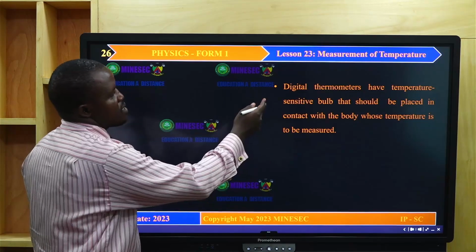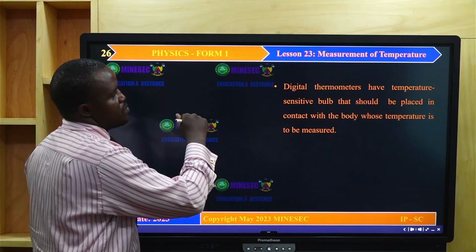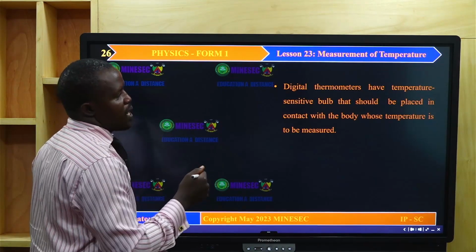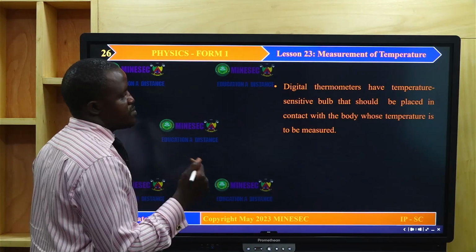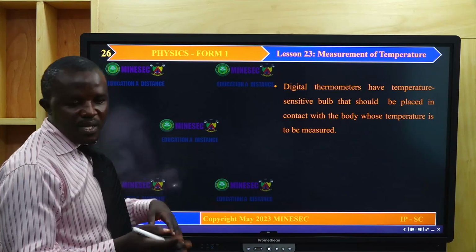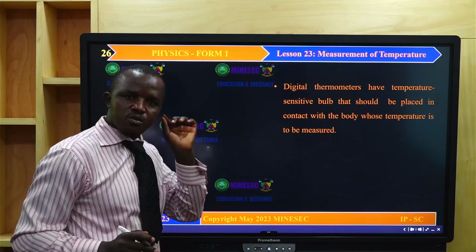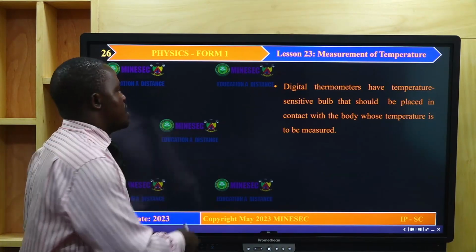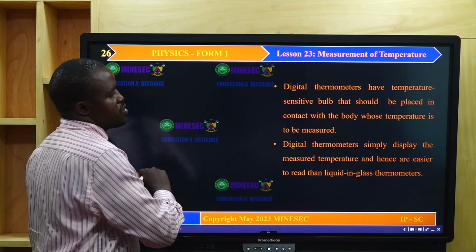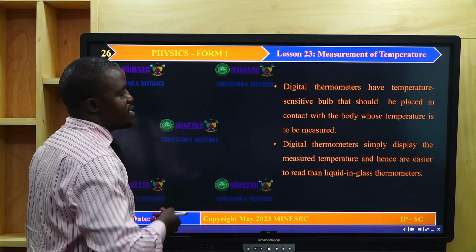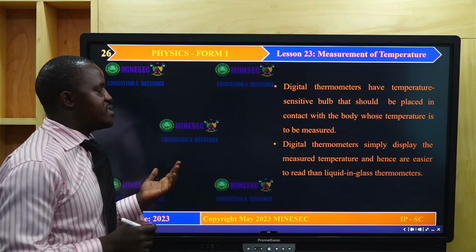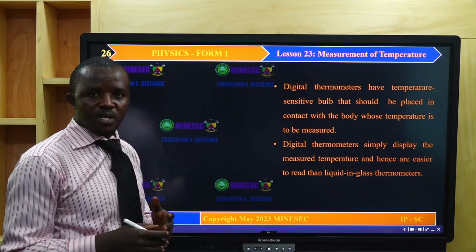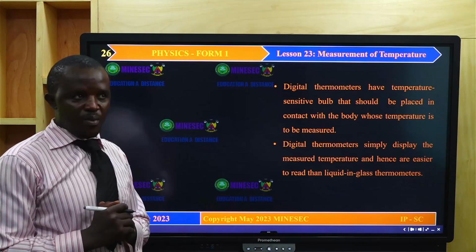So they have a temperature sensitive bulb and should be placed in contact with the body whose temperature is to be measured. So there are some that are placed in contact, there are others that are just brought very close to, okay? And they read temperature. So digital thermometers simply display the measured temperature, and hence they're easier to read than the normal liquid in glass thermometers, okay?